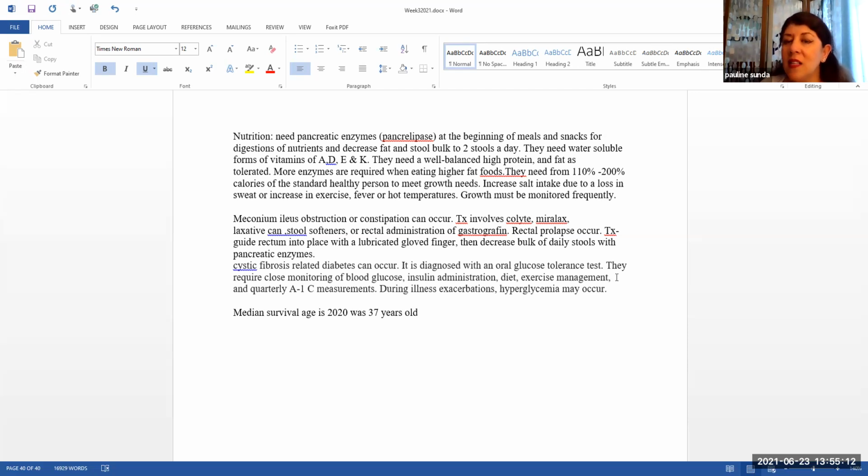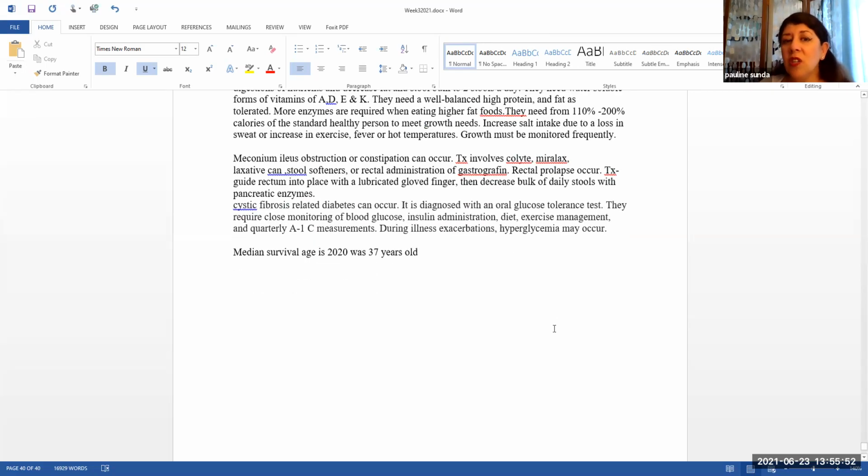They need a well-balanced, high-protein diet. They also need fat as tolerated. More enzymes are required when they're eating higher fat foods. They need anywhere from 110 to 200% of the calories of the standard healthy person to meet their growth needs. An increase in salt intake due to a loss in sweat or an increase in exercise, fever, or hot temperatures. So pay attention. This is one of the few times that we don't say low salt. We want them to have salt. And growth needs to be monitored frequently.